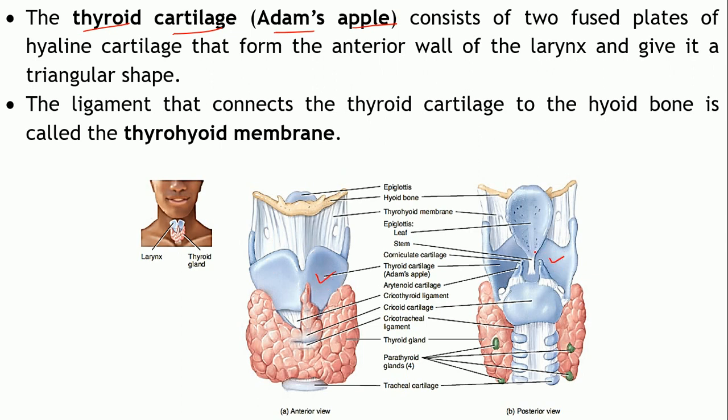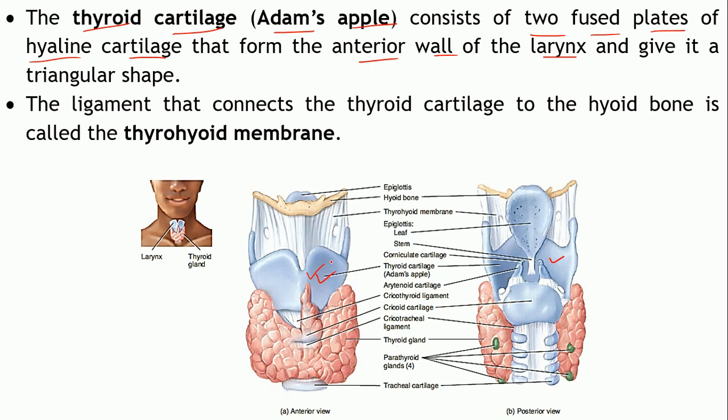Okay, so it comprises of two fused plates of the hyaline cartilage. So, it is made up of the hyaline cartilage and it forms the anterior wall of the larynx, right. It is present anteriorly, right. Okay. So, it is comprising of the two fused plates of hyaline cartilage, that is why it gives the cartilage roughly a triangular shape.